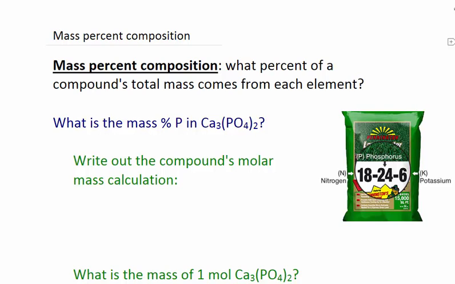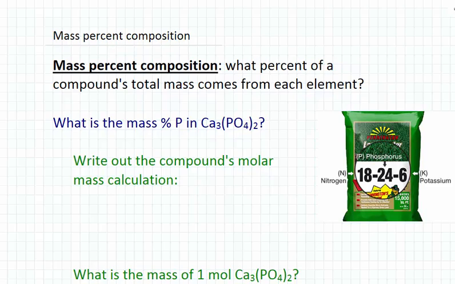If you were just given a formula like calcium phosphate, Ca3(PO4)2, you could be asked what is the mass percent of phosphorus in calcium phosphate. So a couple of steps in this calculation. We first have to do the molar mass of calcium phosphate, but we're going to actually write it out this time and sort of show our work.